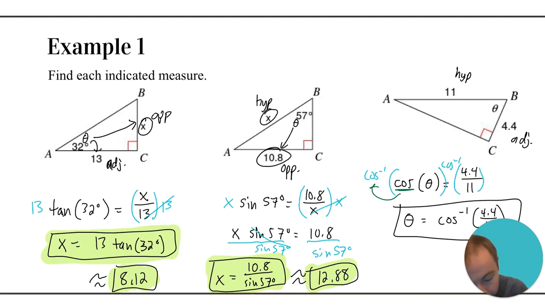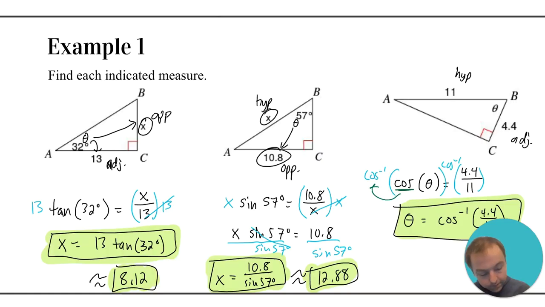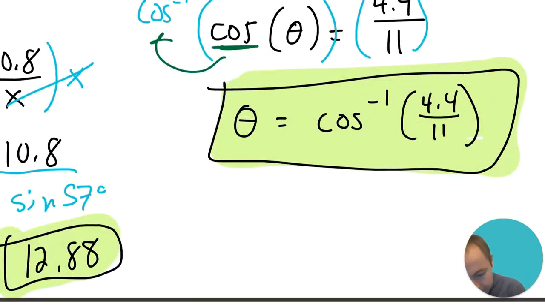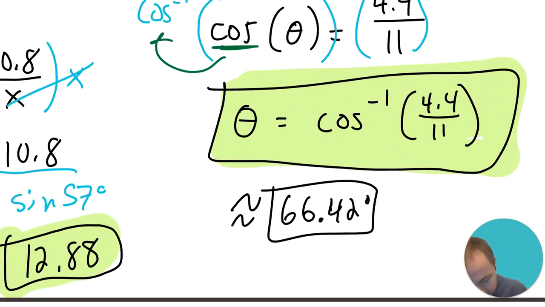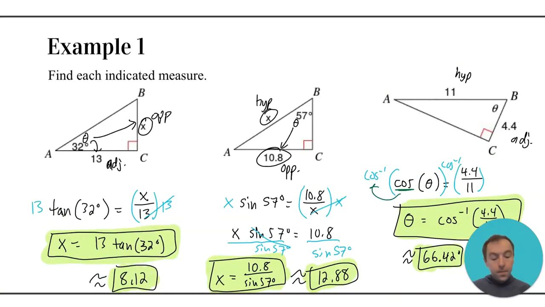So that right there would give you really the exact angle measure. And then use your calculator to get an approximation for that. So cosine inverse of 4.4 over 11 is going to give us a degree measure of about 66.42 degrees right there. And there we would have that approximate measure for that particular angle. Okay.